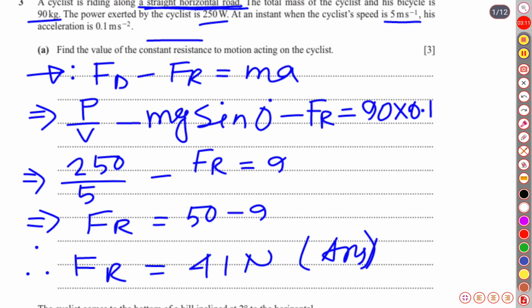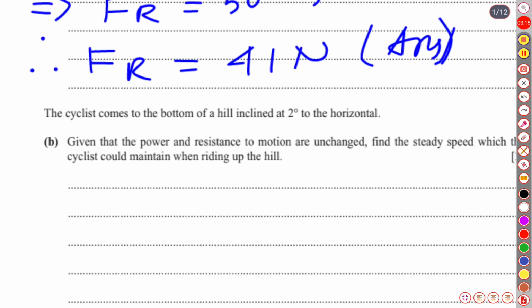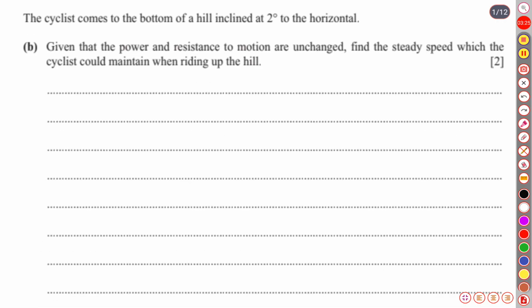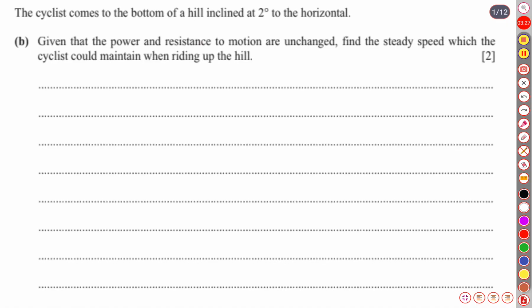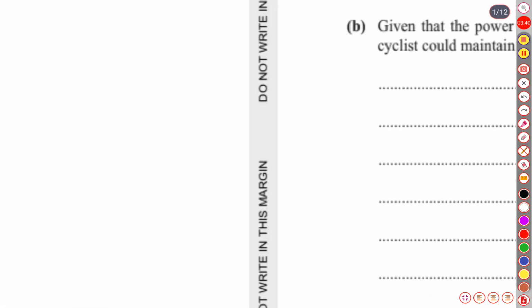The immediate next question says that the cyclist comes to rest, at the bottom of a hill inclined at 2 degrees to the horizontal. So he is no more riding on a horizontal road. It is inclined at 2 degrees to the horizontal. Given that the power and resistance to motion are unchanged, find the steady speed which the cyclist could maintain when riding up the hill. So for this, first of all, we will draw a diagram.